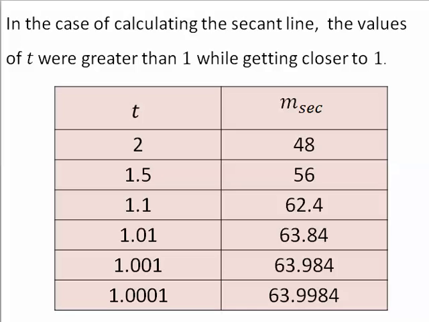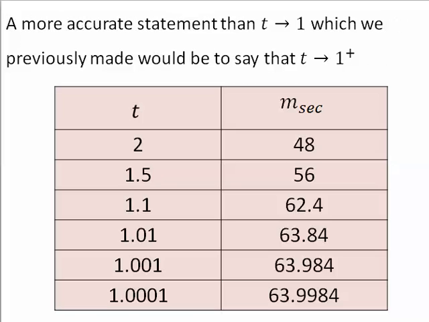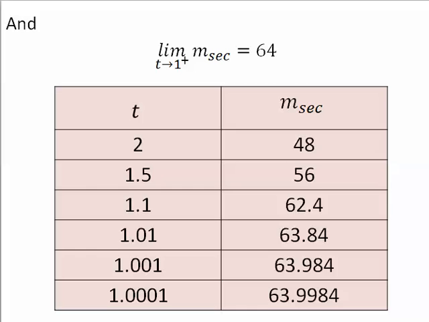In the case of calculating the secant lines, the values of t were greater than 1 while getting closer to 1. A more accurate statement than t is approaching 1, which I previously made, would be to say that t is approaching 1 from the right, because all these t values are larger than 1, and t is getting closer and closer to 1. And so I would say the limit of the slope of the secant line as t approaches 1 from the right is equal to 64.